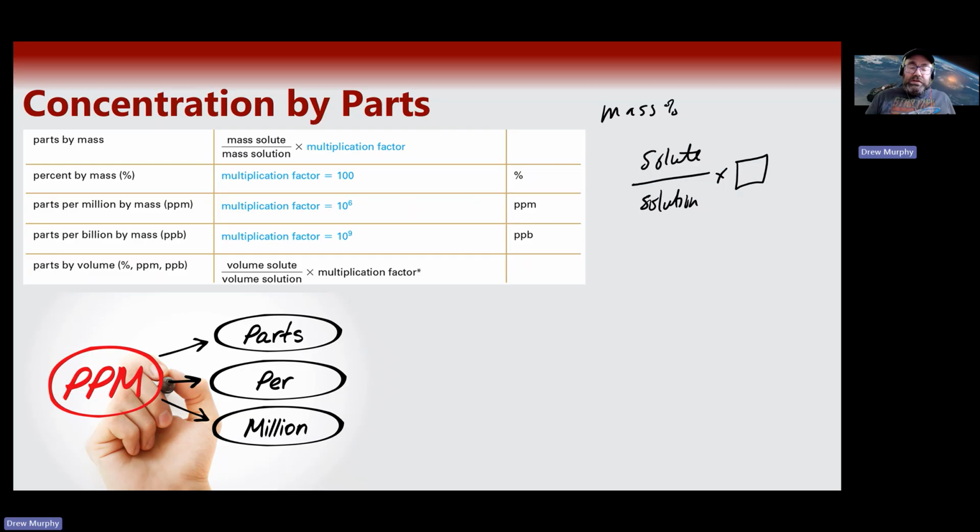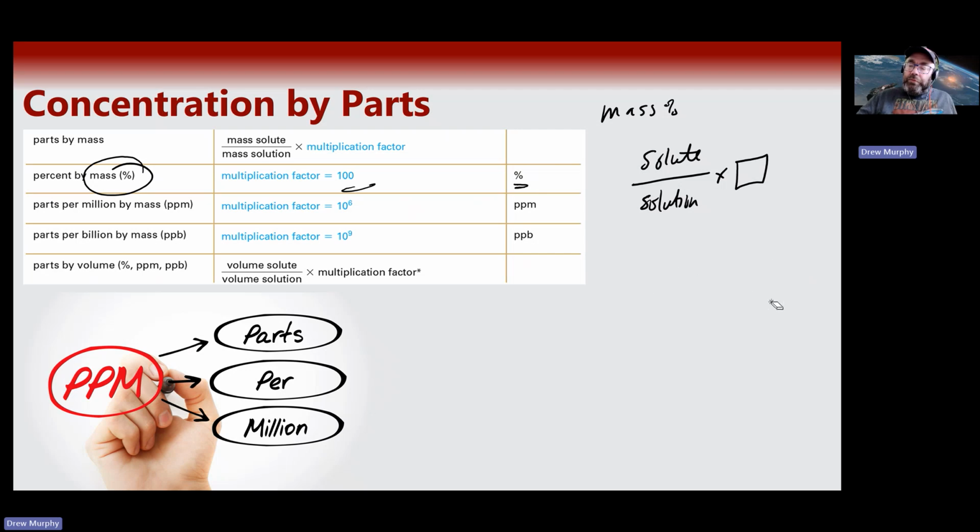When it's by mass, your factor is 100%, and so your unit becomes percent. It's like figuring out your grade. If you get a 92 out of 100 on your exam, then this is 92%. So there's that kind of stuff.